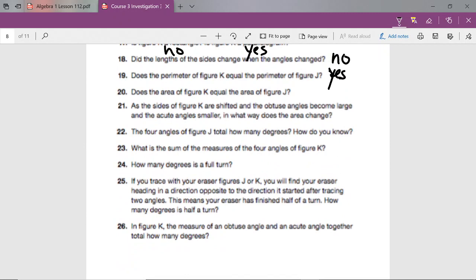Okay, so as the sides of figure K are shifted and obtuse angles become large and the acute angles smaller, in what way does the area change? I read that before I even read number 20. Sorry about that. Does the area of figure K equal the area of figure J?